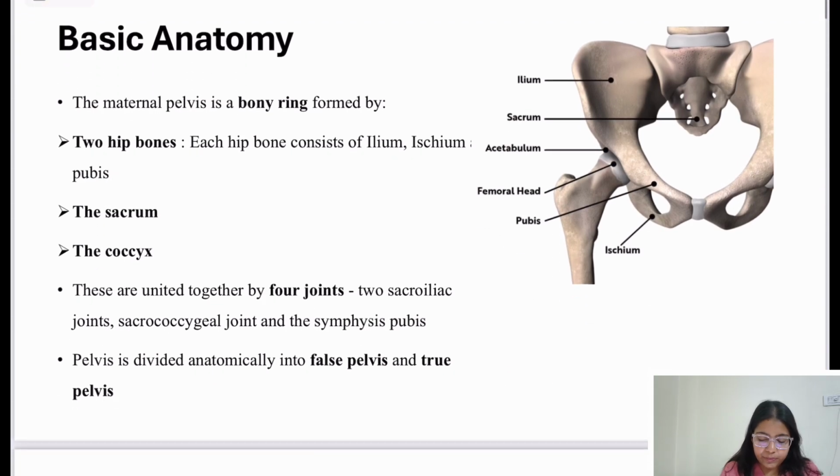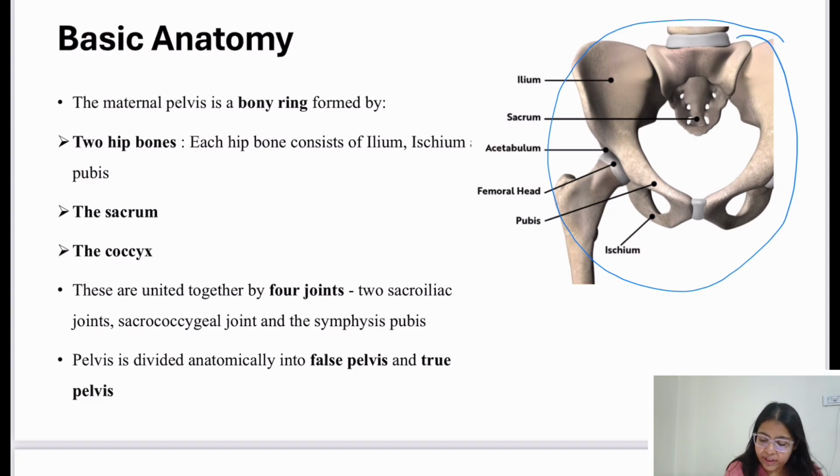First is basic anatomy. So this is the maternal pelvis, and it is a bony ring-like structure which is formed by two hip bones. Okay, so this is one hip bone, this is another hip bone, and each hip bone again has three parts, as you know from your anatomy class: ilium, ischium and pubis. Okay, so the ring is formed by two hip bones, one sacrum and one coccyx. Okay, and these are joined by four joints, two sacroiliac joints.